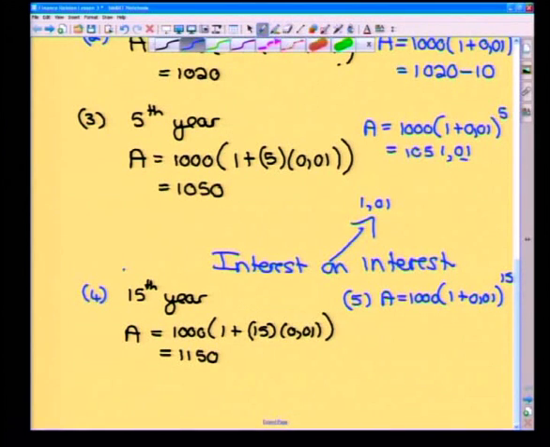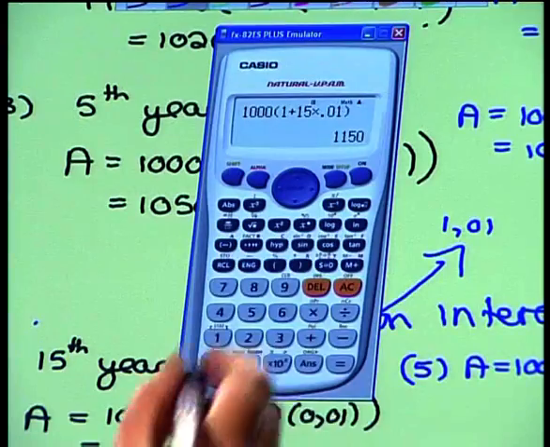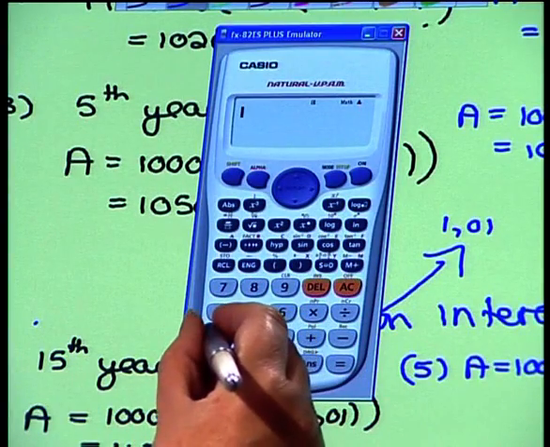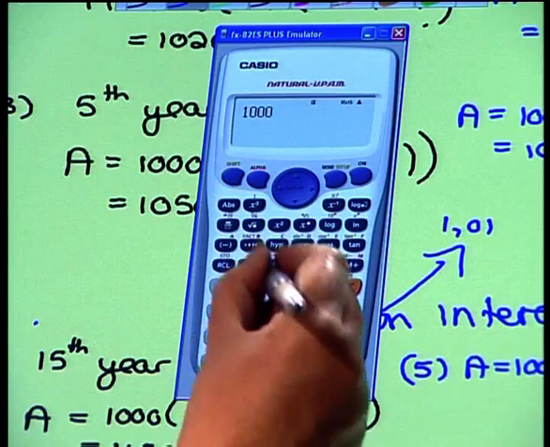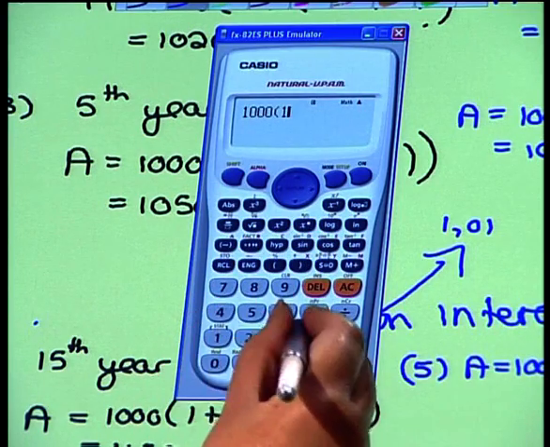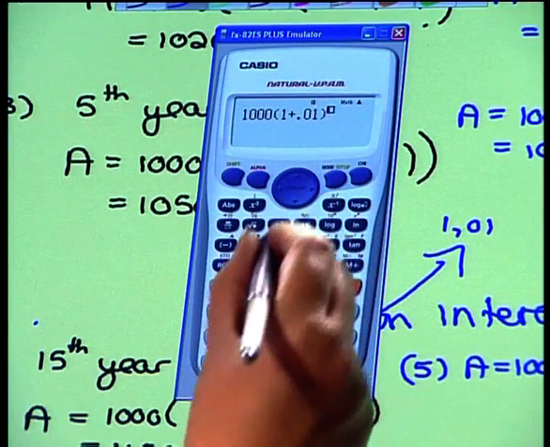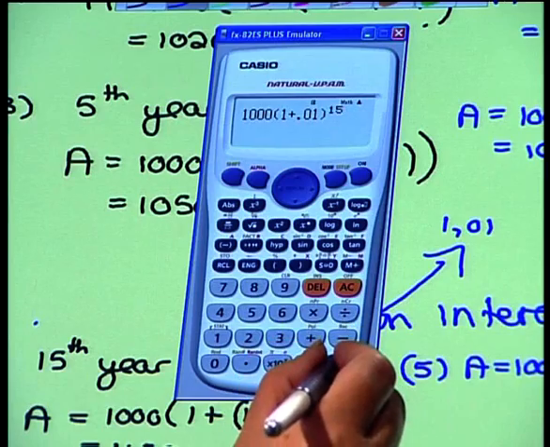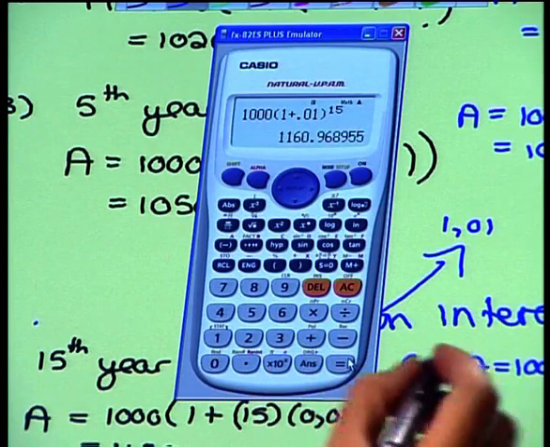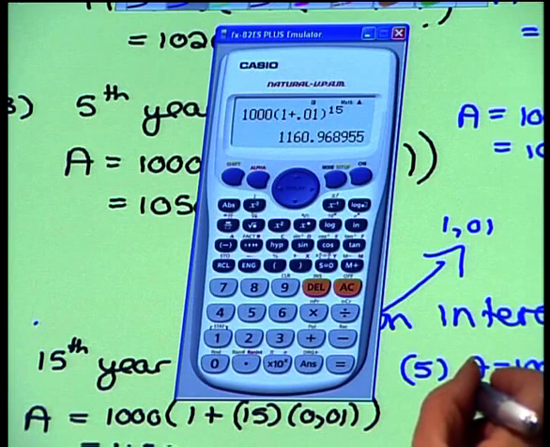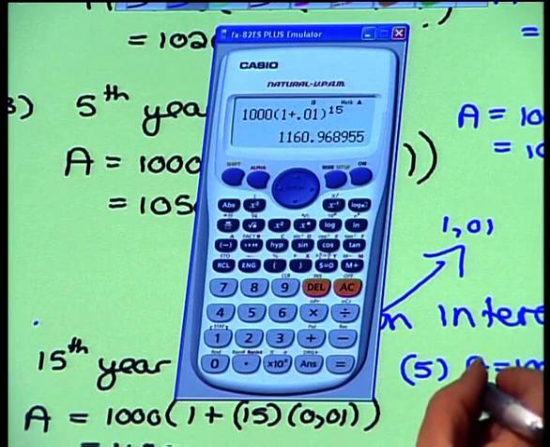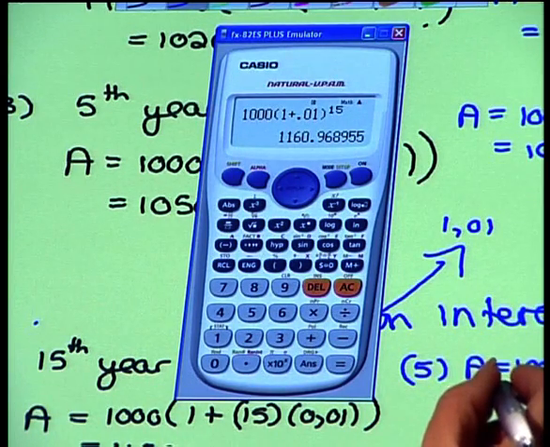Pull up our calculator again, and let's clear, and we have 1,000, open the brackets, 1 plus 0.01, close the brackets, raised to the power 15. Right, and that equals, and you can see it's 1160.968. Now remember what I said to you about us having to round to 2 decimal places automatically.